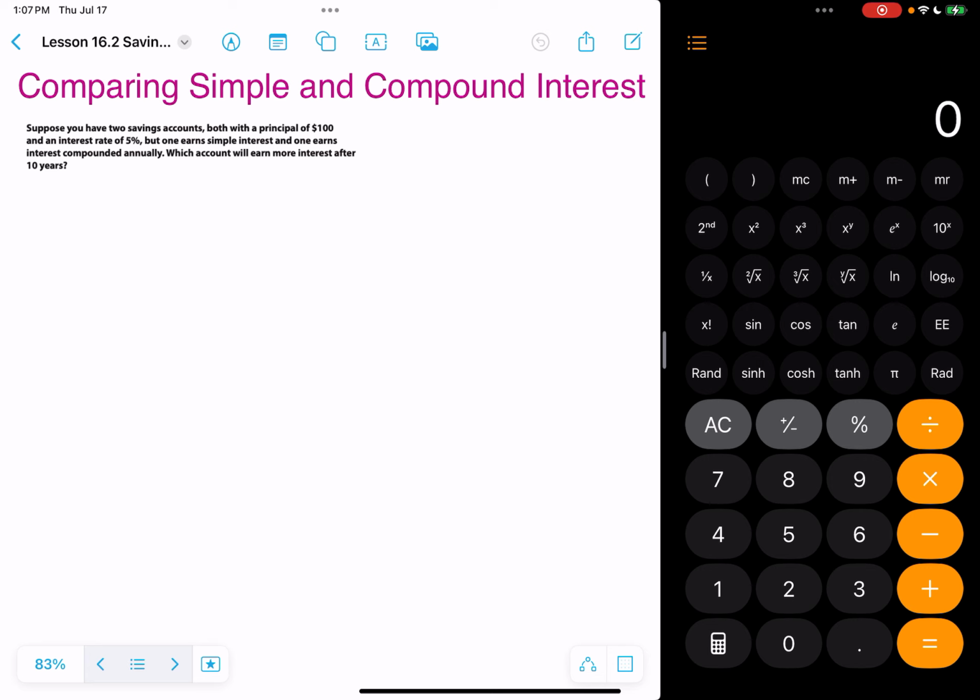So, first of all, things being equal, same interest rate, same principal, all that, compound interest is always going to earn more. Compound interest is interest that grows every month, every day, a couple of times a year, depending on the problem. This one's compounded annually.